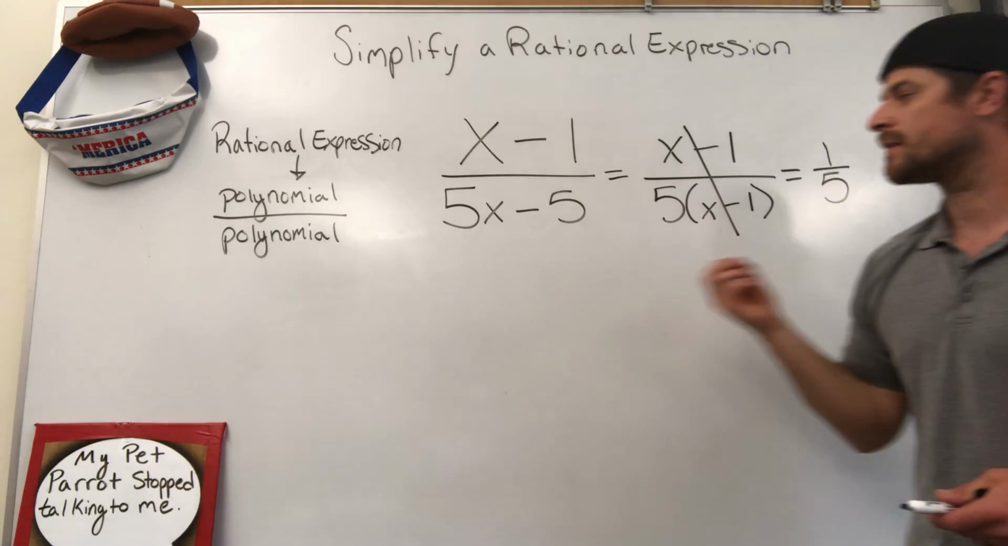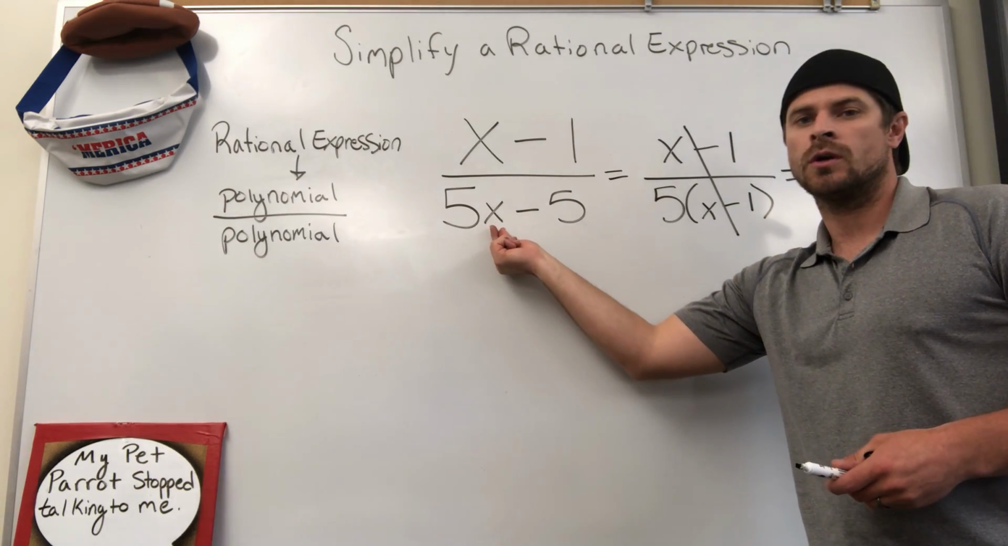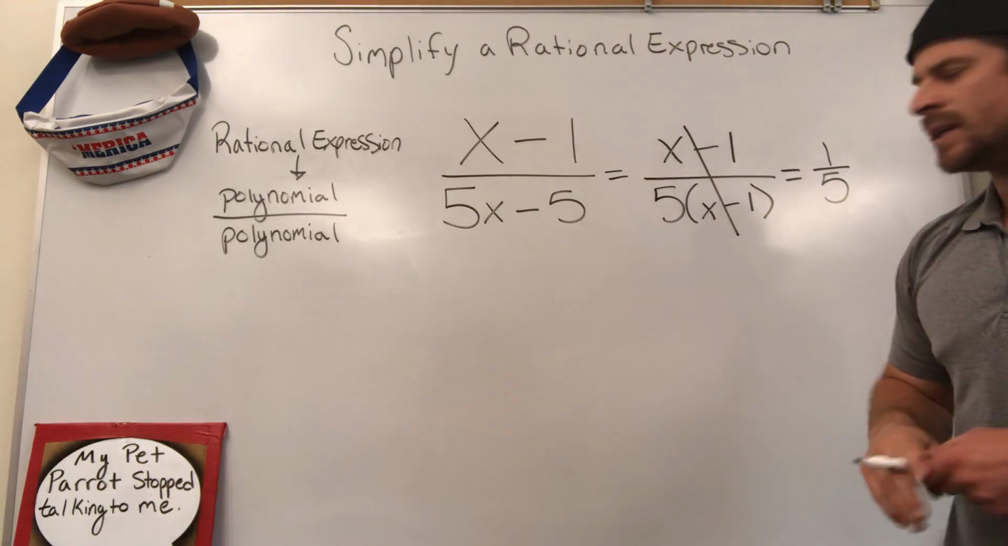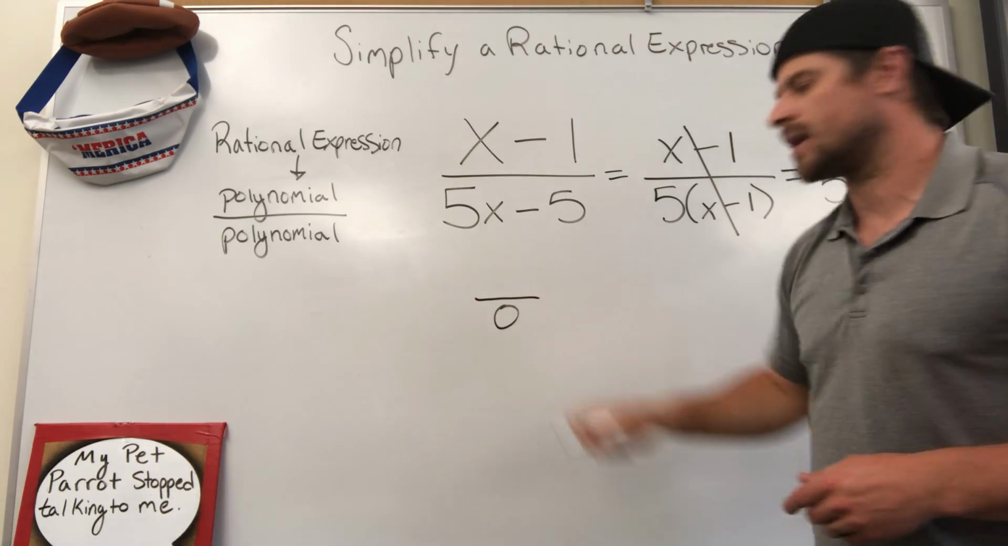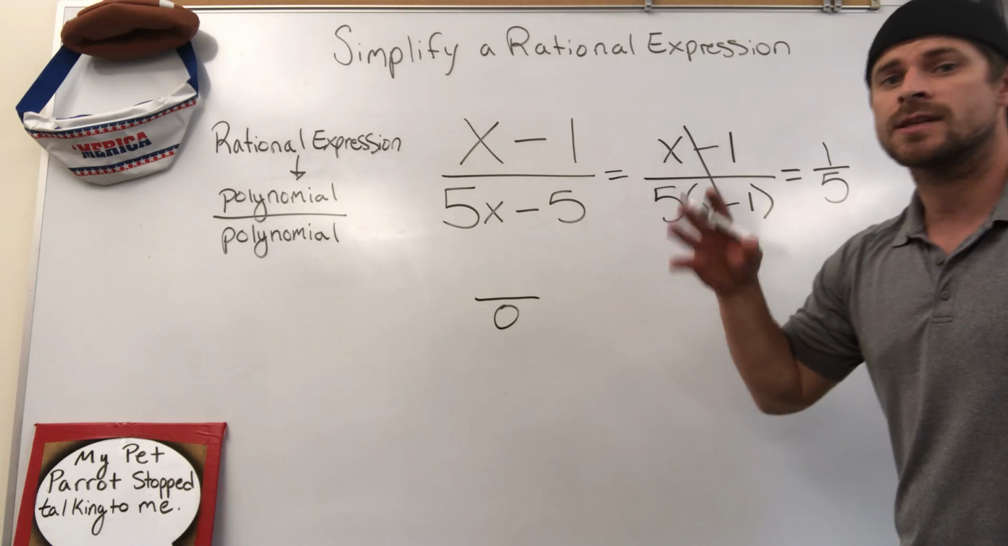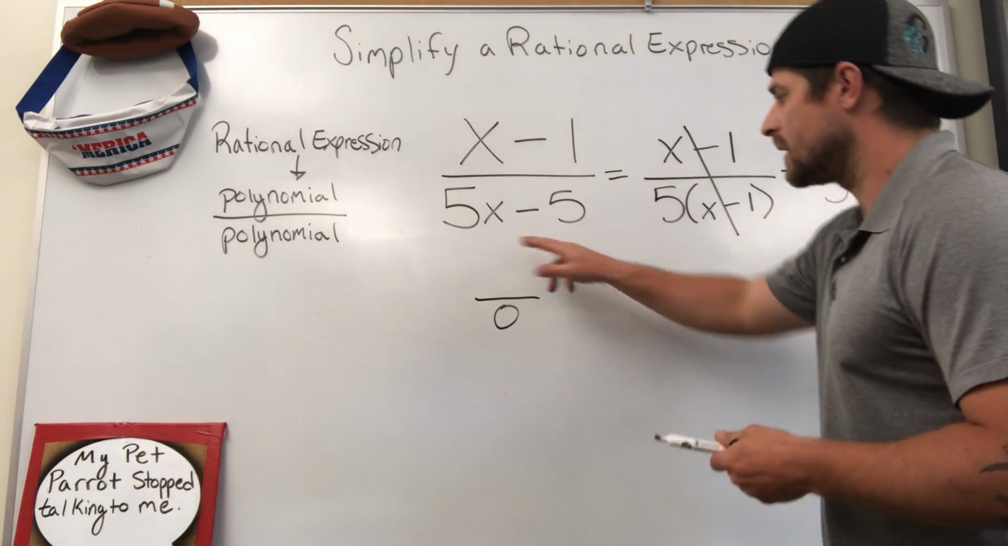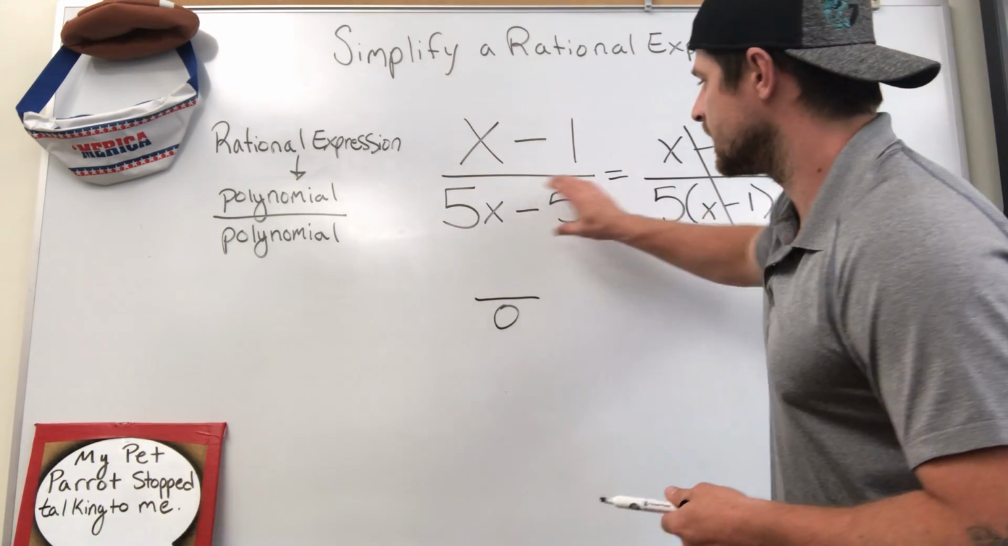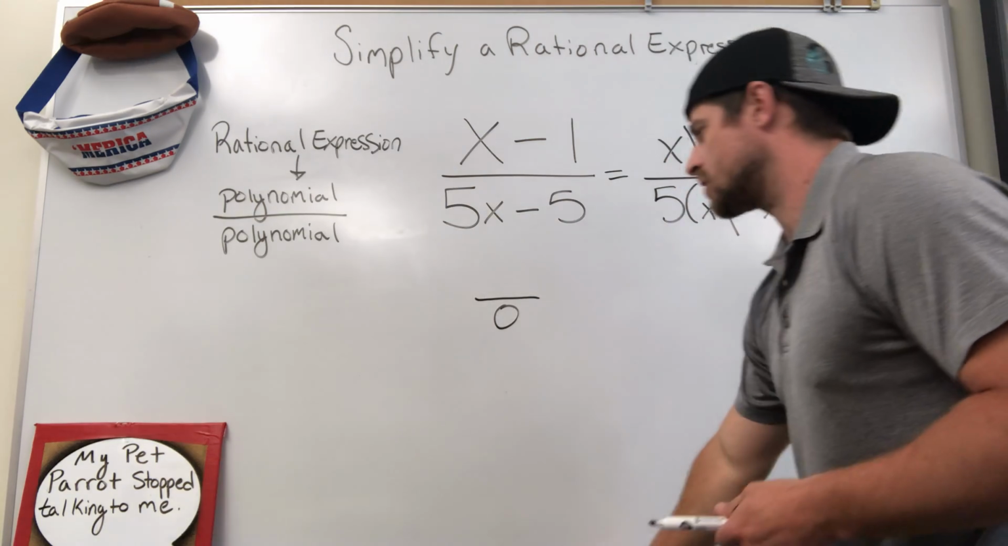We have to think about what value for x would give us a 0 on bottom. Remember, we can't divide by 0, it's undefined. So what we have are these things called excluded values. What number would have to go right there to give us a 0 with that expression on the bottom?